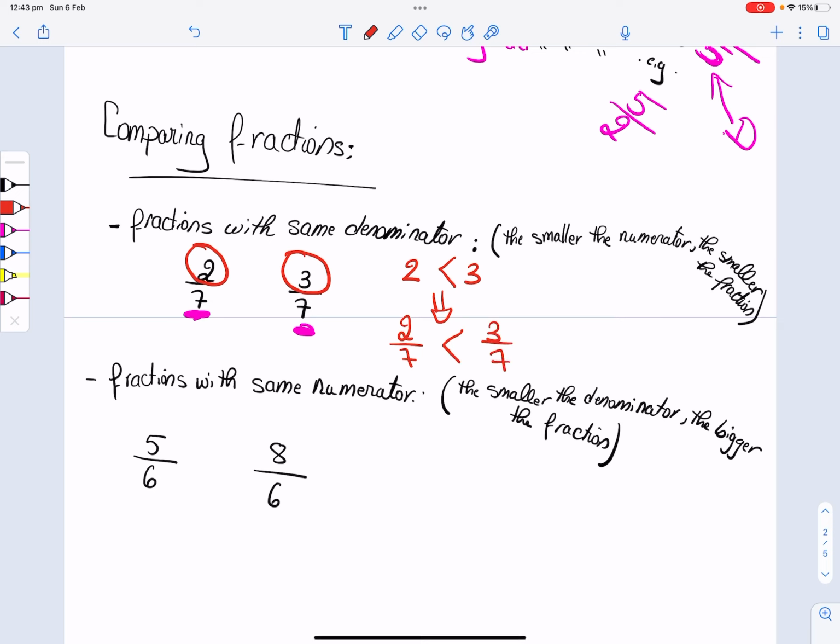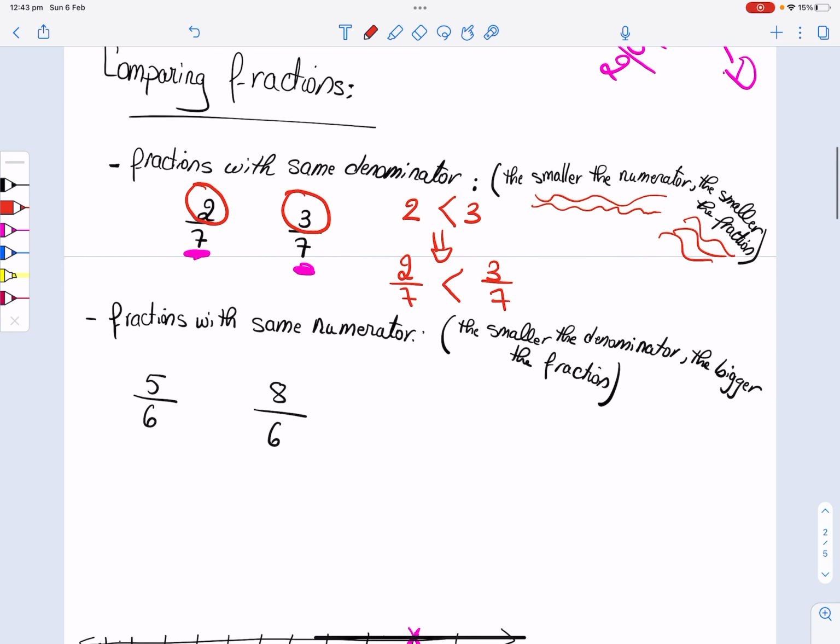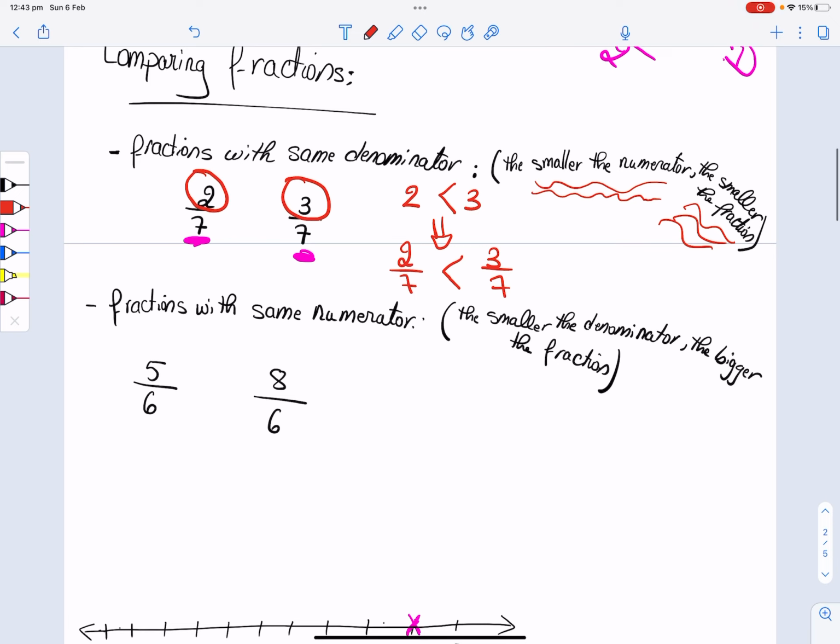Why? Because it's a rule. We need to remember that the smaller the numerator, the smaller the fraction. Of course, it has an explanation, but in this video, I'm not going to explain because it's going to take too much time. But we need to visualize and then we'll understand.